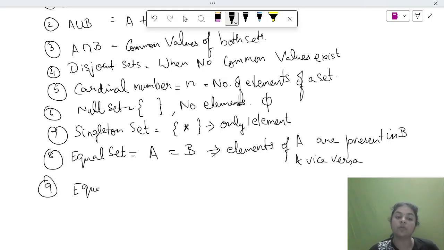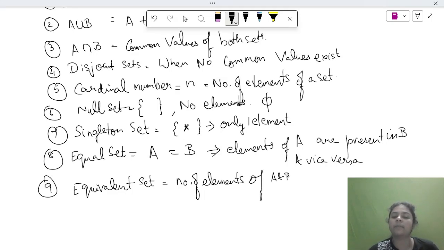Whereas if I use the word equivalent set, then only the number of elements is the same. Number of elements of A and B is the same. Actual elements can be different.